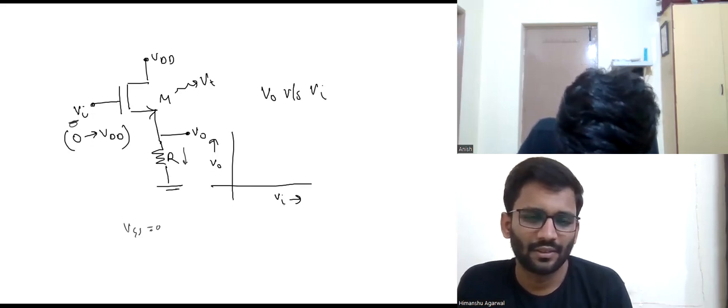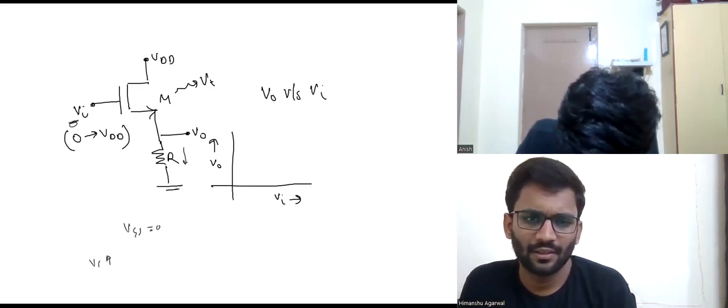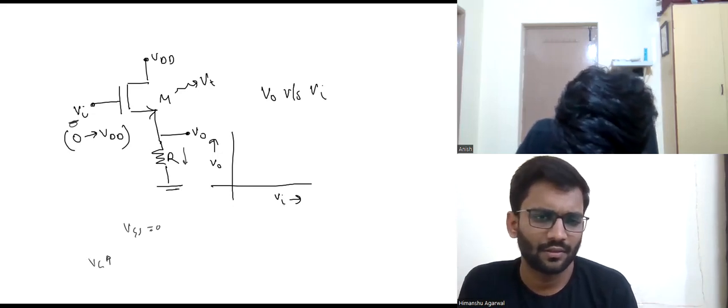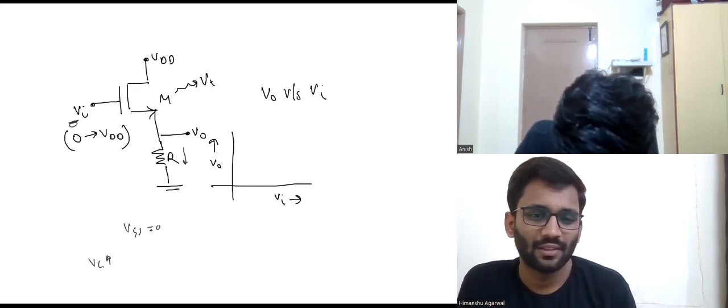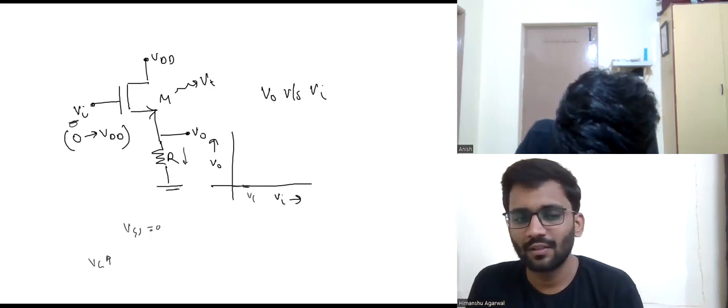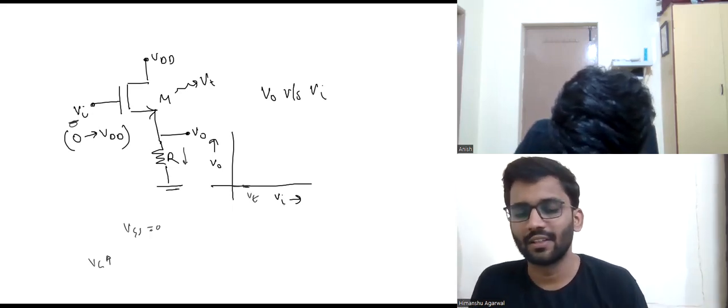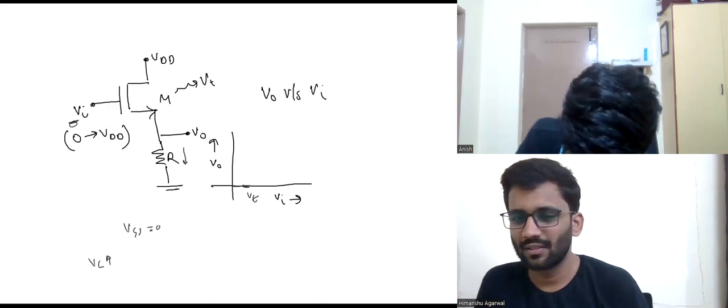So if you just keep on increasing this VG, the source voltage is still at 0. At some point, at VT, this MOS will turn on, just about to turn on. So the voltage here is 0.